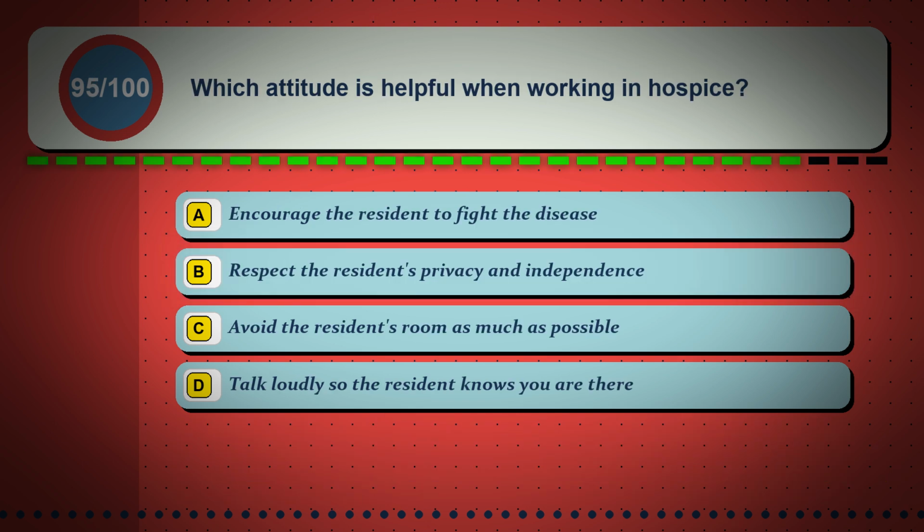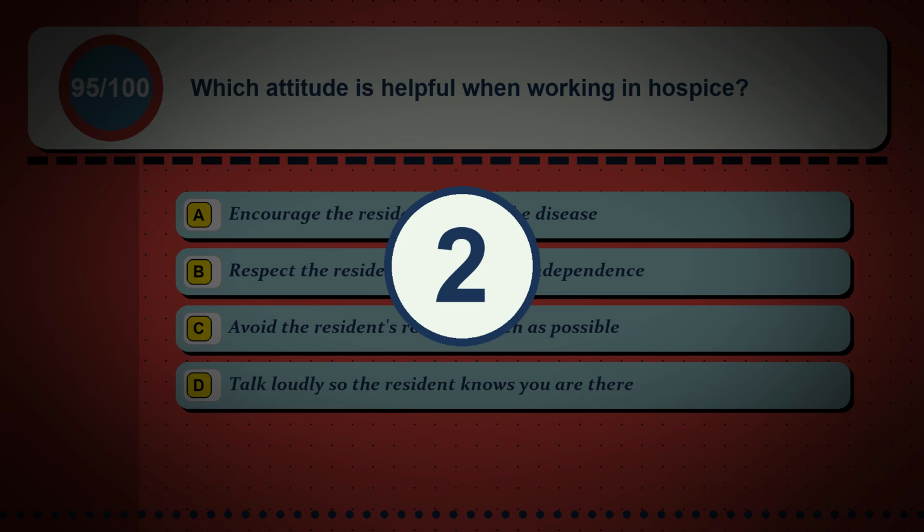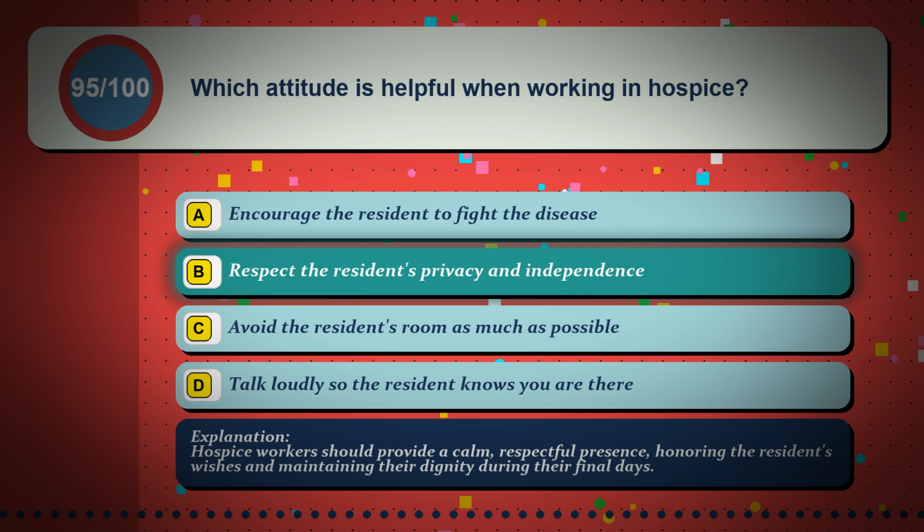Question 95. Which attitude is helpful when working in hospice? Option A, encourage the resident to fight the disease. Option B, respect the resident's privacy and independence. Option C, avoid the resident's room as much as possible. Option D, talk loudly so the resident knows you are there. The correct answer is option B, respect the resident's privacy and independence. Hospice workers should provide a calm, respectful presence, honoring the residents' wishes and maintaining their dignity during their final days.